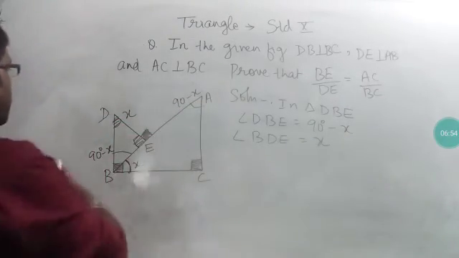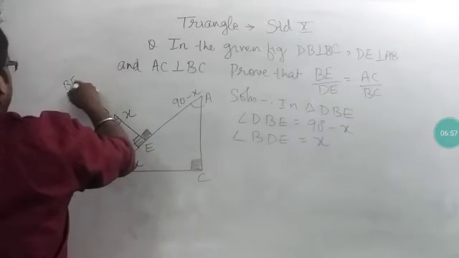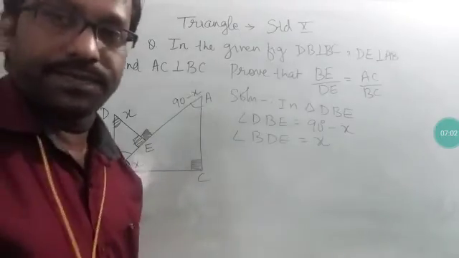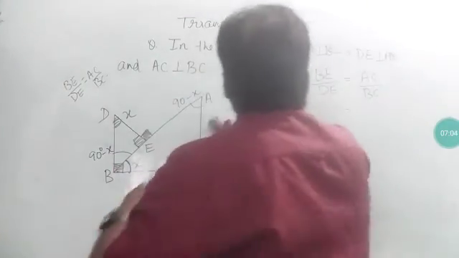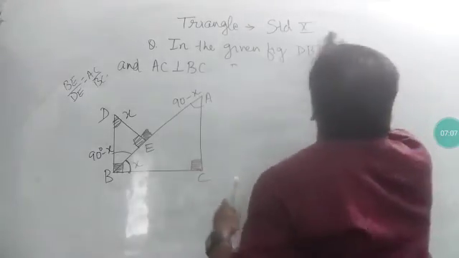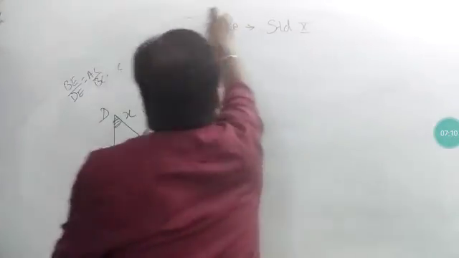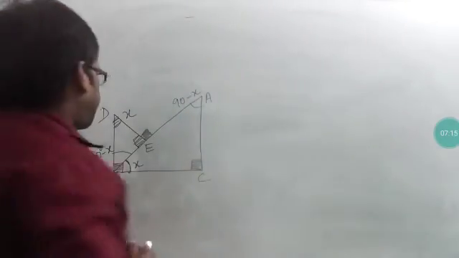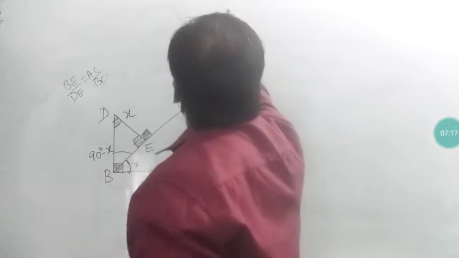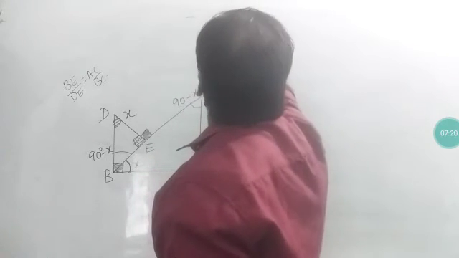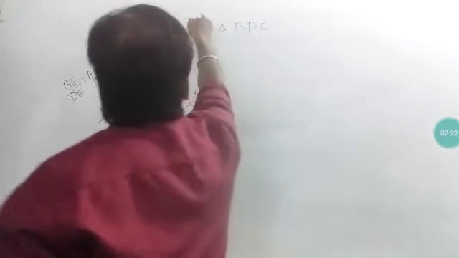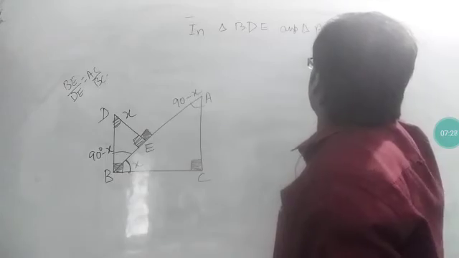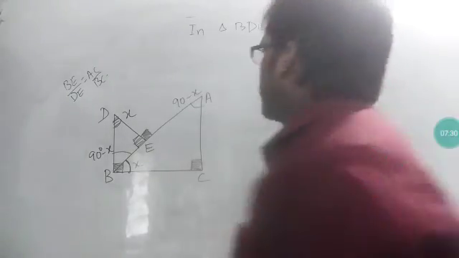Now we have to prove BE by DE is equal to AC by BC. Let me write it in the corner so that in the solution I can remember this. So we have to remember the concept of similarity. If two angles are equal in the corresponding triangles, then both the triangles are similar only. And here we have found, in triangle DBE and triangle BAC, what have we found?